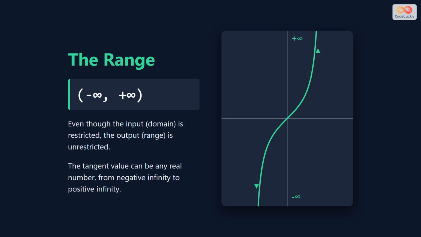Now let's look at the range, or the possible outputs. Even though there are gaps in the input, the output is limitless. The tangent curve shoots up to positive infinity and dives down to negative infinity. Therefore, the range is all real numbers, written as negative infinity to positive infinity.